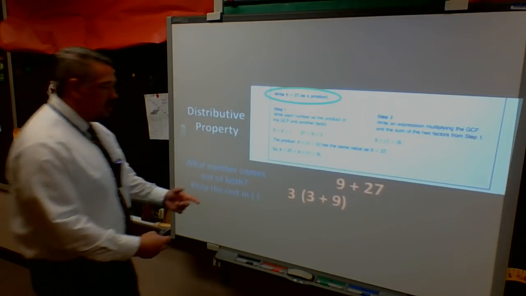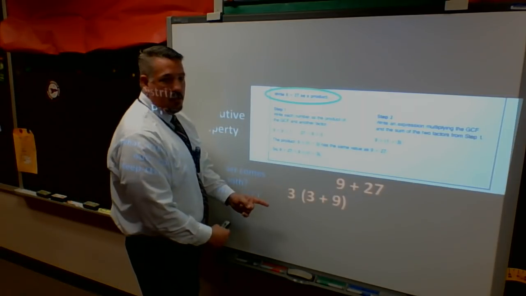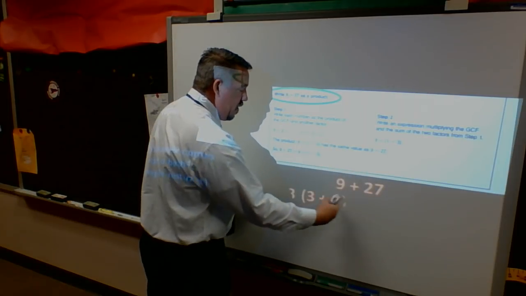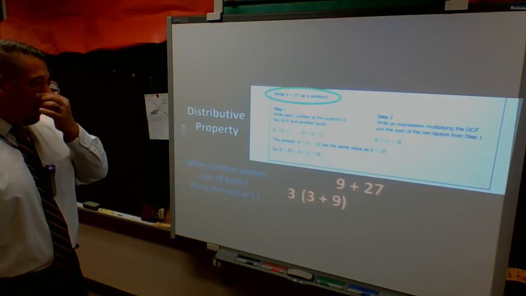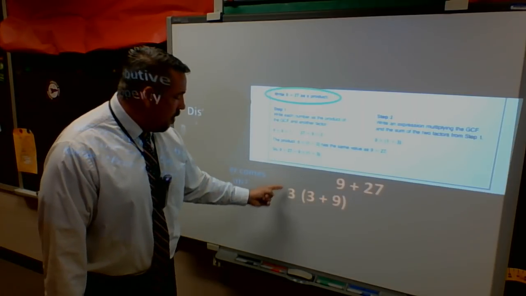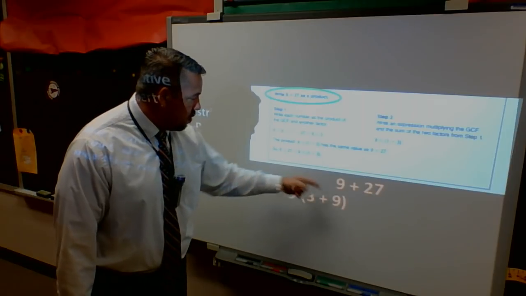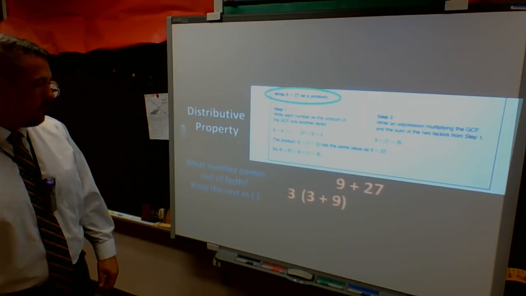So in my parentheses, I would have, well, 3 went into 9 3 times, kept that addition sign, and 3 goes into 27 9 times. So I distributed out a 3. If I would then multiply distributing in, 3 times 3 is 9, and 3 times 9 is 27. I'd be able to go back to my original problem.